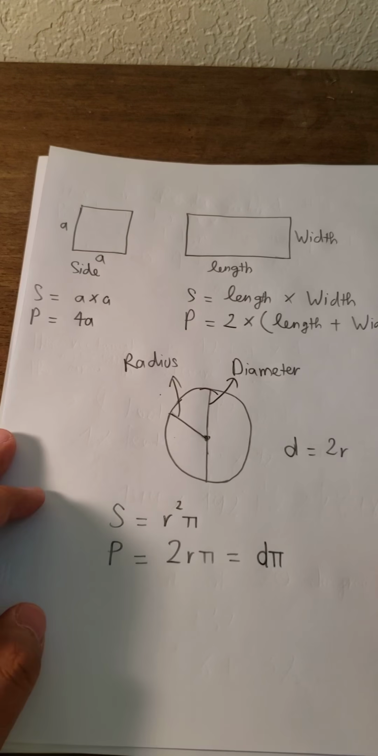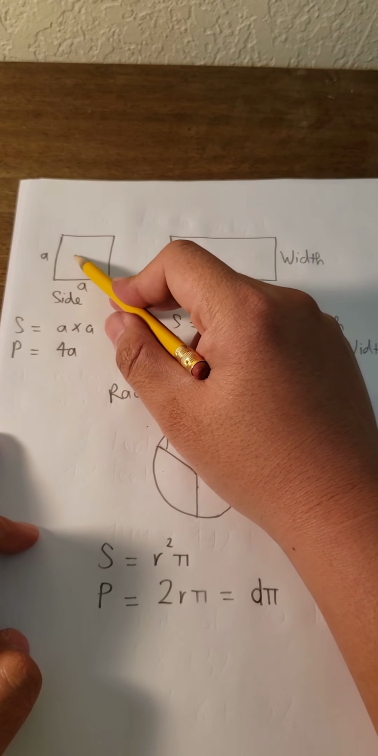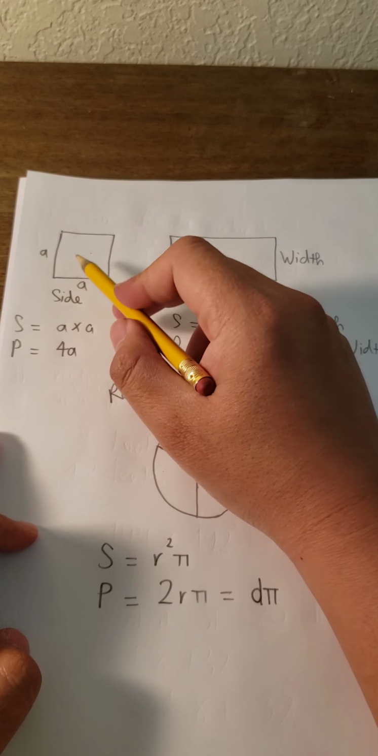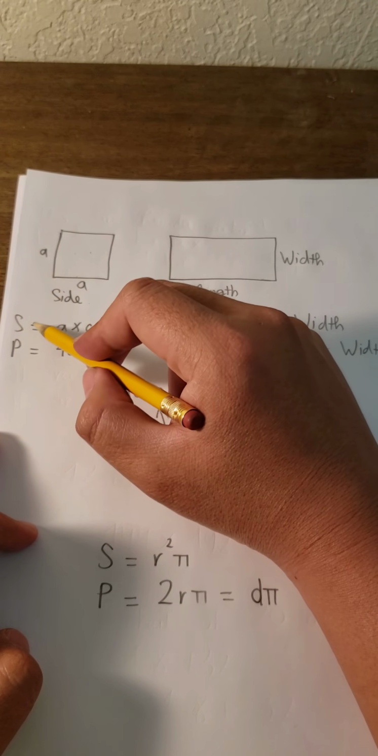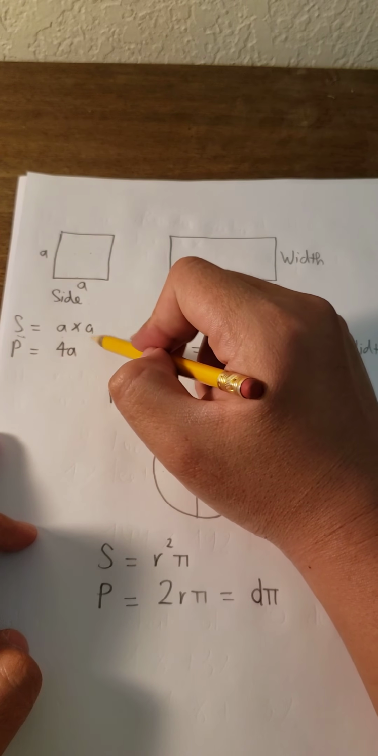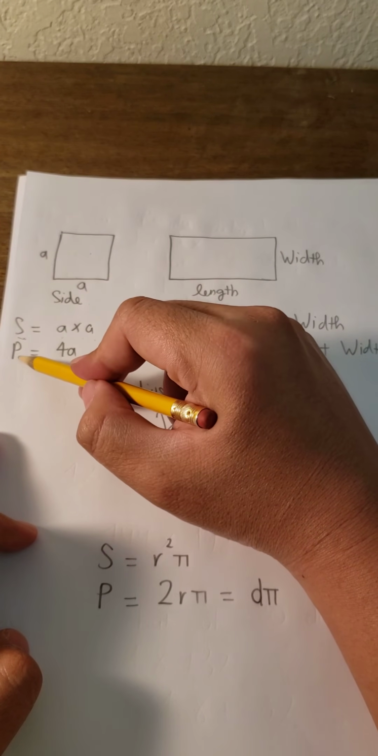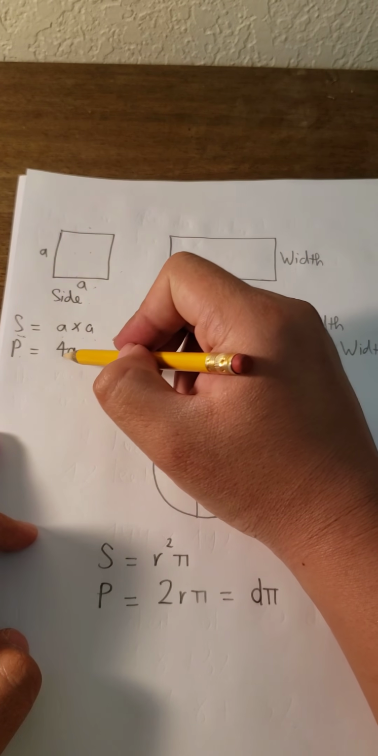So the next one is about geometry. First, we need to review the square. We know that the sides are the same on the four sides. So the area should be A multiplied by A. But the perimeter, because they have four sides, is 4A.